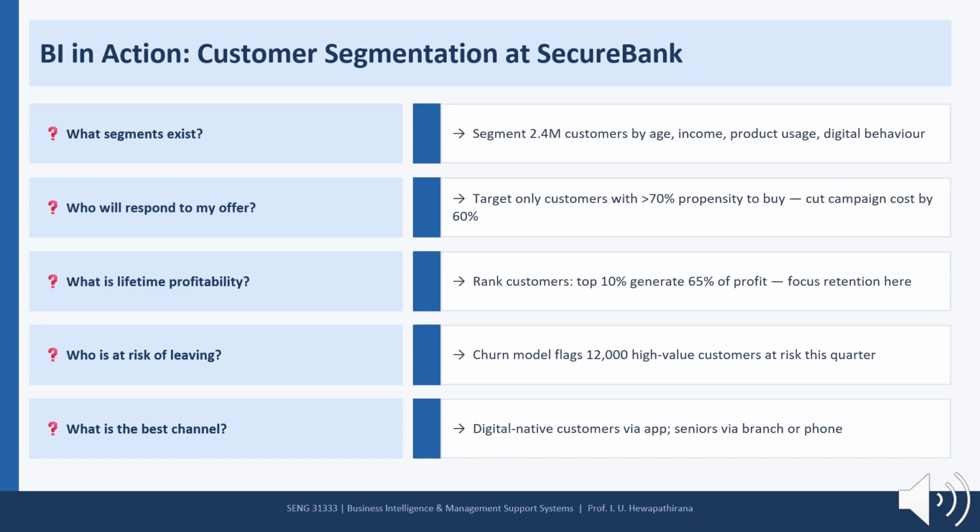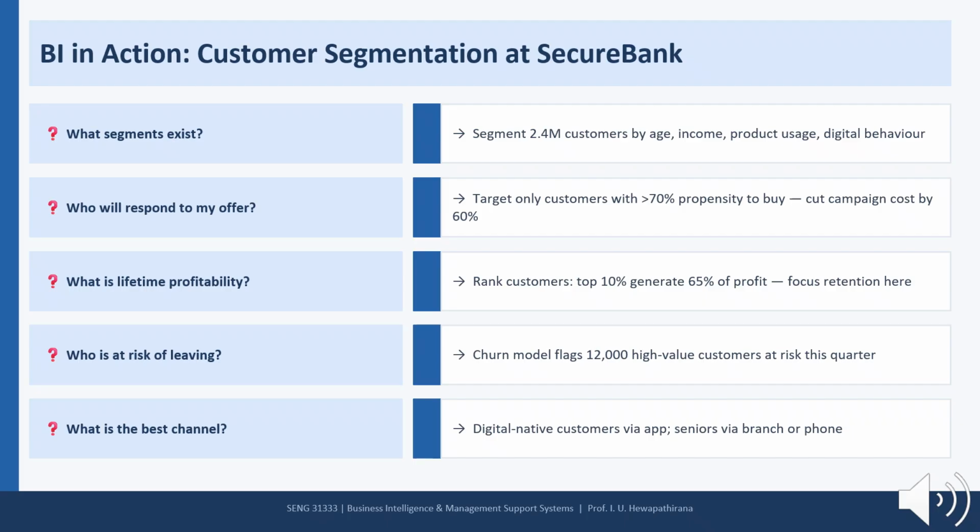The first question is, what segments exist within our customer base? BI allows Secure Bank to group all 2.4 million customers by a combination of factors: age, income bracket, product usage patterns, and digital behavior. This alone is far richer than anything a spreadsheet can produce.